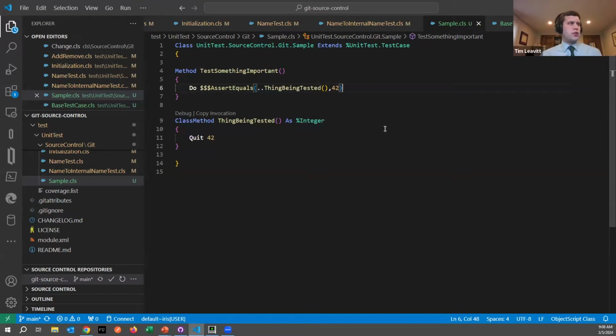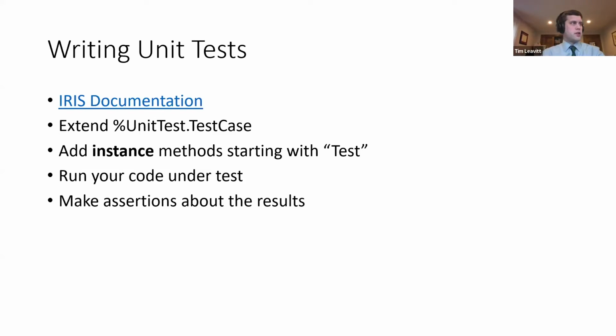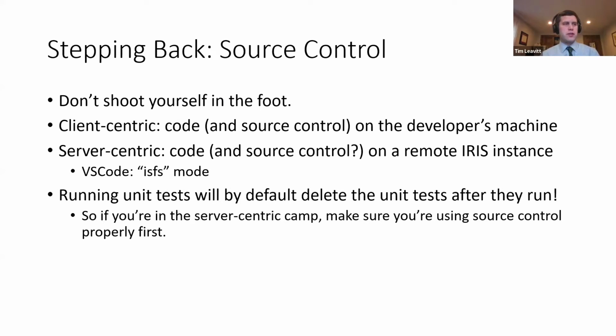So now we have our unit test. How do we actually run this? At this point, I want to interject with a warning about source control. The key point is don't shoot yourself in the foot. Source control, other than unit testing, is one of the other things that I really care about in Iris development. There are really two modes for this. The client-centric control, where the code and source control very naturally is on the developer's machine. If you're using VS Code in the standard mode, this would be how you're operating.